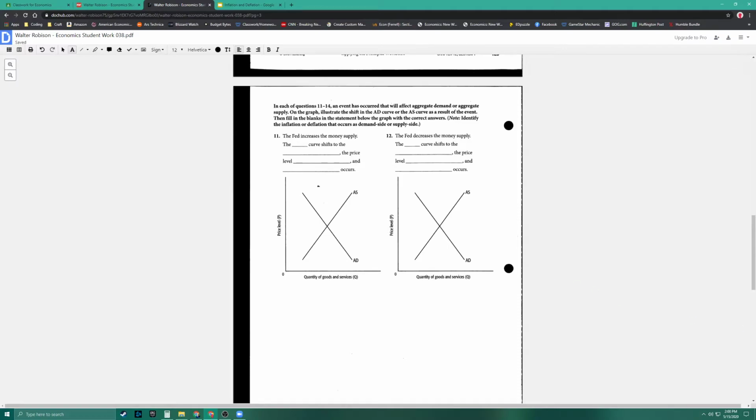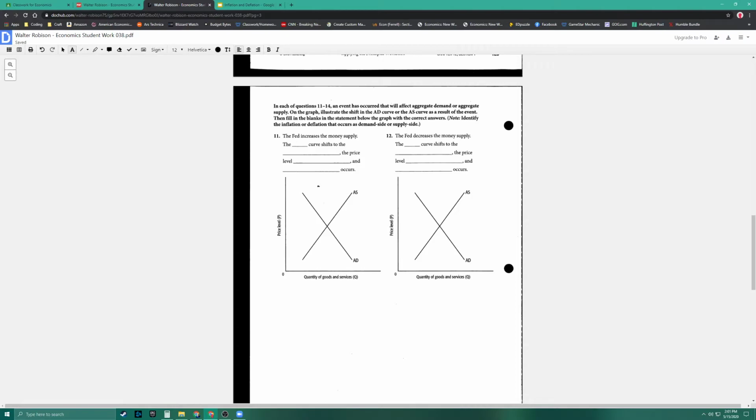All right, our good old graphs. So this says in each of the questions, 11 and 12, an event has occurred that will affect aggregate demand or aggregate supply. So you've got to remember what are the things that will shift supply or shift demand. And then on the graph, you're going to illustrate the shift in either the AD curve or the AS curve. Remember, AD stands for aggregate demand and AS for aggregate supply. So it's like in total. And then you're going to fill in the blanks in the statement below the graph with the correct answer. Note, it says identify if it's inflation or deflation that occurs as either demand side or supply side.